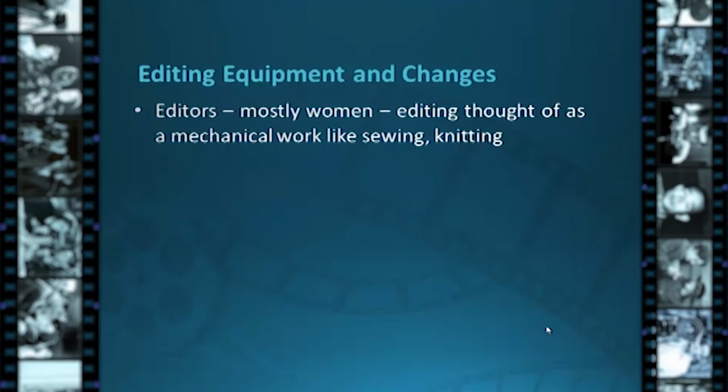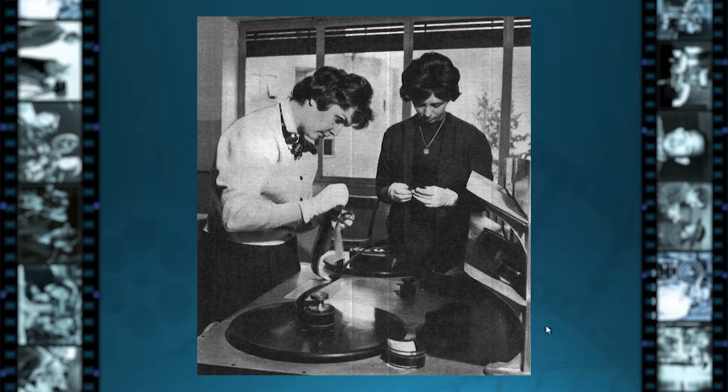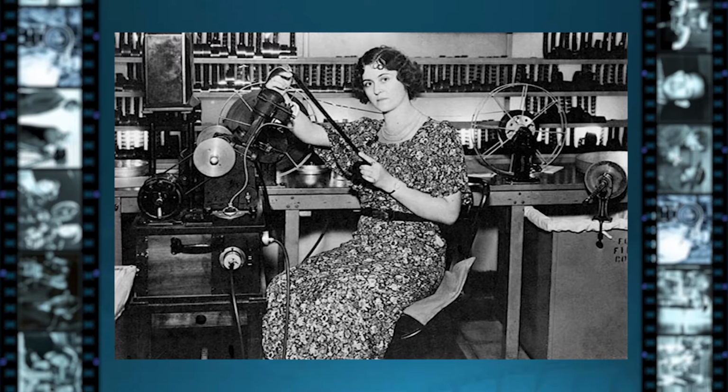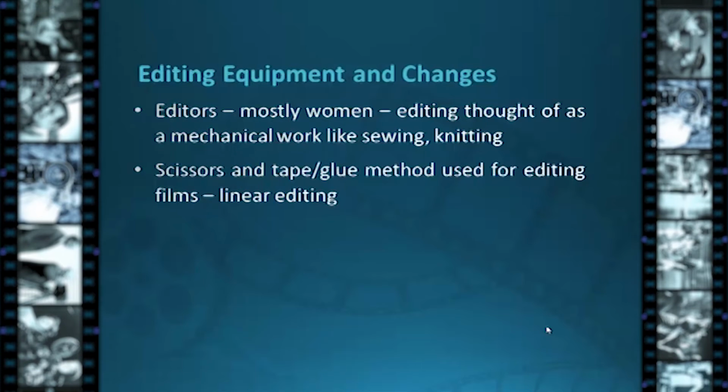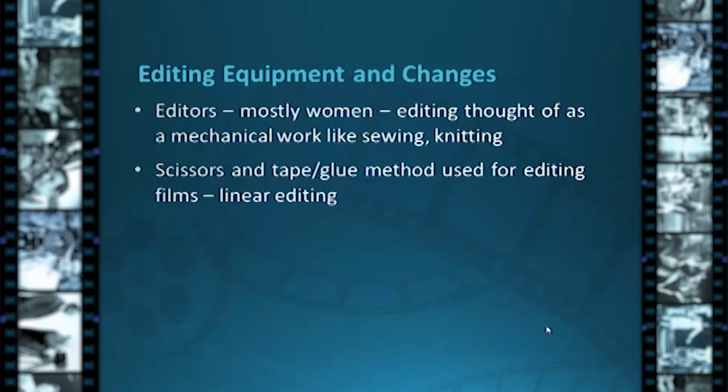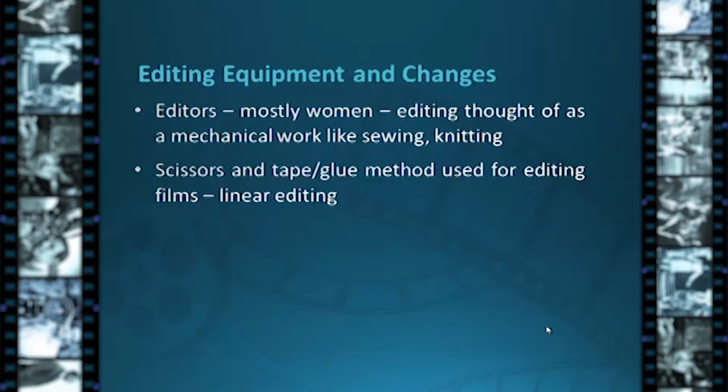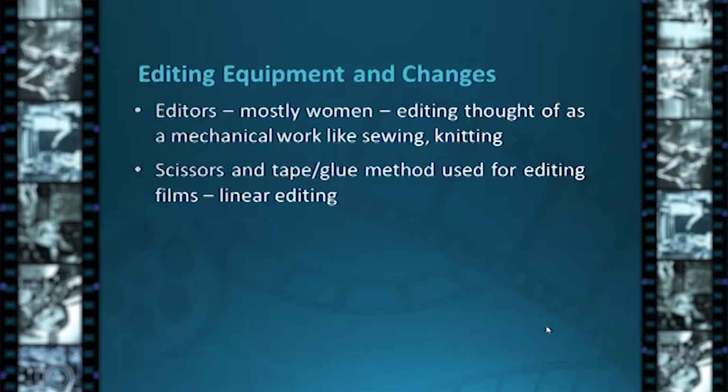Early on in the beginning, editors were mostly women, right? Because editing was thought of as very mechanical work, like sewing or knitting. The technique that was followed was the scissor, tape and glue method. So basically you would just cut a film and glue it together. It was a very linear process wherein you would have to start from the beginning of the film and then move on gradually till the end of the film. This is what linear editing is known as.